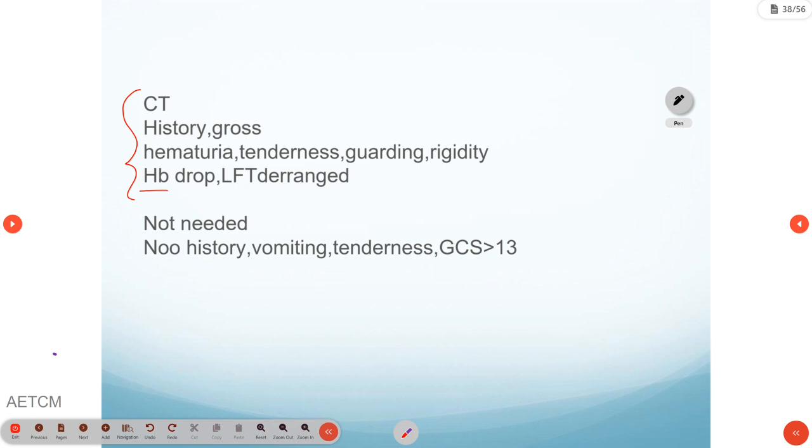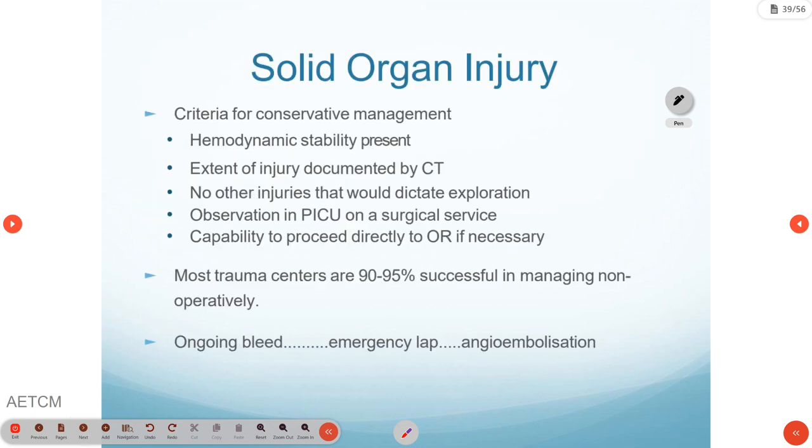Then coming to solid organ injury, mostly solid organ injuries are managed conservatively. We manage them conservatively if the child is hemodynamically stable, and we have already taken the CT and documented the extent of injury. So we have a CT facility. If the child is worsening, we can go ahead with repeated CTs. If we have the facility to observe the child in the PICU, and whenever the child worsens, the facility to rush the child directly into OT, in these cases, we will go ahead with conservative management.